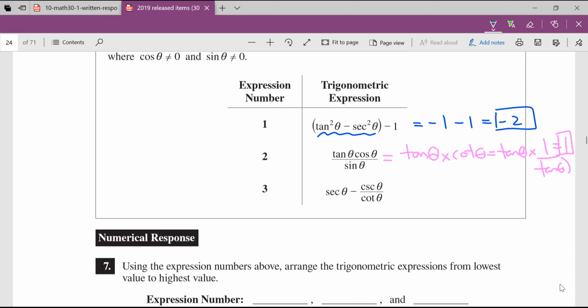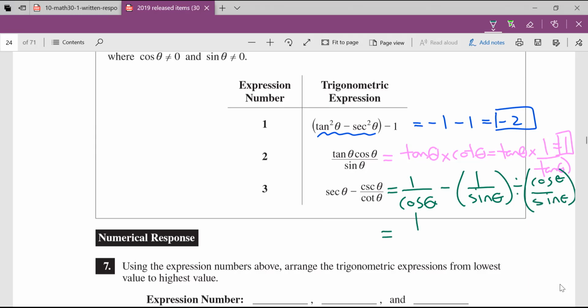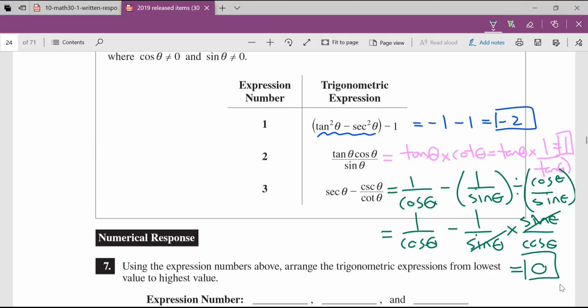There we go. And last one, what do we get for this guy? Well, again, what I'm going to do here is convert everything into coses and sines. So cosecant is 1 over sine theta divided by cotangent. Well, cotangent is cos over sine. So I keep simplifying. 1 over cos theta minus 1 over sine theta times sine theta over cos theta. The sine thetas divide out. Well, now, friends, what do you have? We've got 1 over cos minus 1 over cos. Guess what? That's 0.